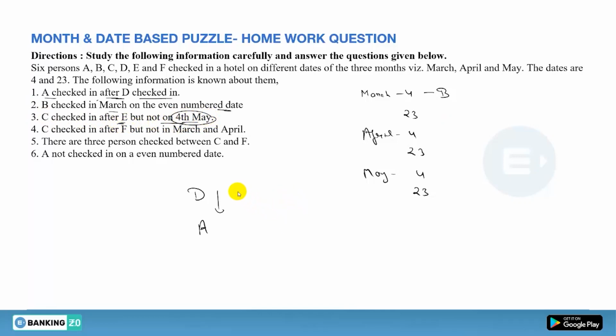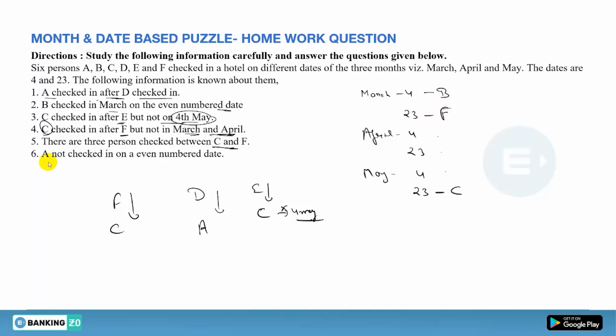Next, C checked in after E but not on 4th of May. So C must be after E, that is for sure, but C can't be on 4th of May. Next, C checked in after F but not in March and April. So C must also be after F, but not in March and April. So C can be on May 4 or 23, but it is already given that C can't be on 4th May. So the only possibility for C is May 23. Is it clear? Next, there are 3 persons checked in between C and F. So between C and F there must be 3 persons: 1, 2, 3, and F must be here.